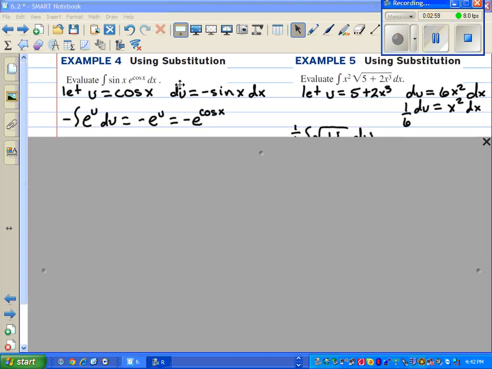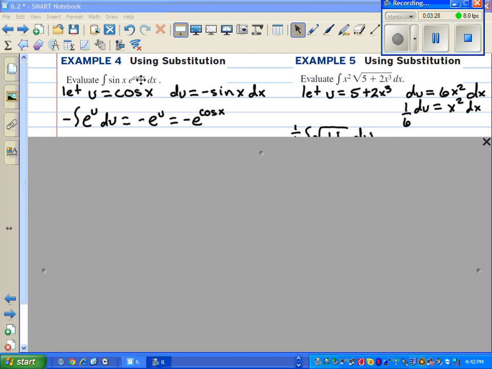In example 4, we are asked to take the antiderivative of sine of x, e to the cosine of x dx. And we're going to do that using substitution. We're going to let u equal the cosine of x, or the exponent of e, so that when we take the derivative of u, we get negative sine x dx. And we have a sine x dx in the original problem, so we can make a couple substitutions.